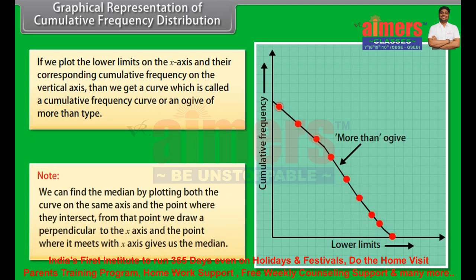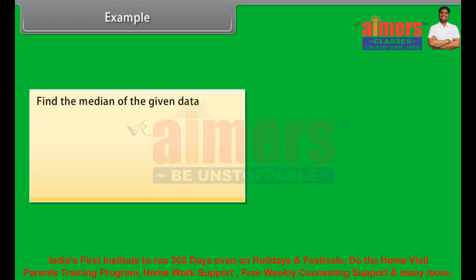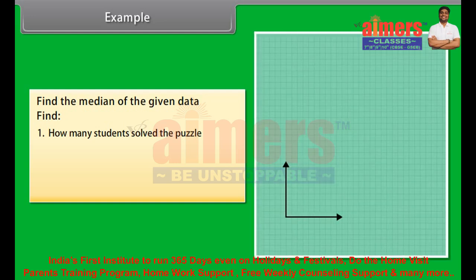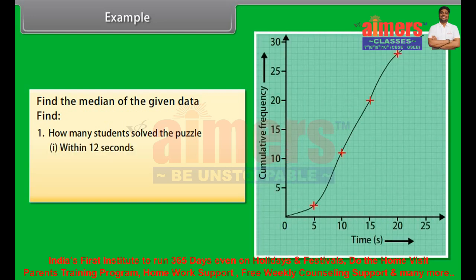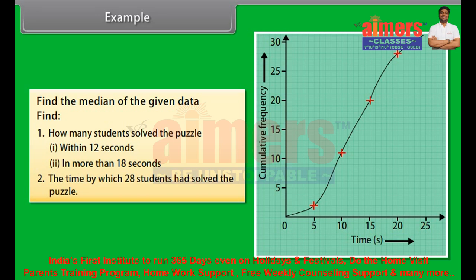Note: we can find the median by plotting both the curves on the same axis and finding the point where they intersect. From that point, we draw a perpendicular to the x-axis, and the point where it meets the x-axis gives us the median. Example: find the median of the given data. Find 1. How many students solved the puzzle within 12 seconds, and in more than 18 seconds. 2. The time by which 28 students had solved the puzzle.